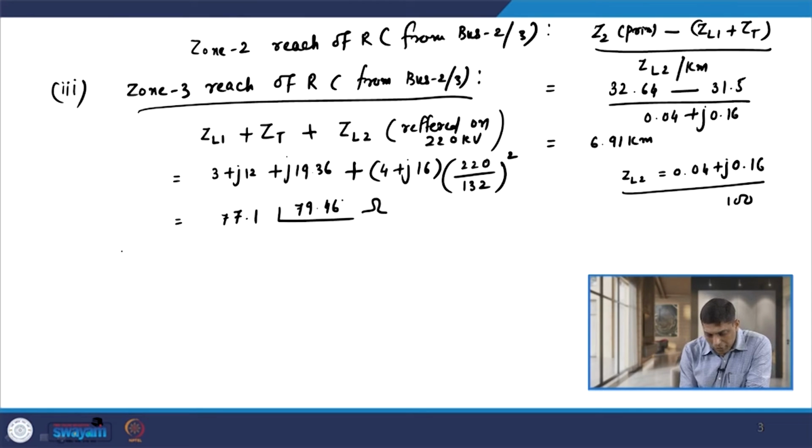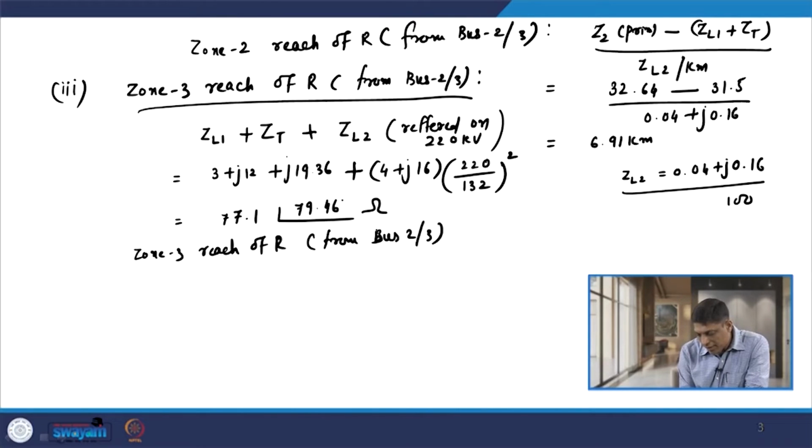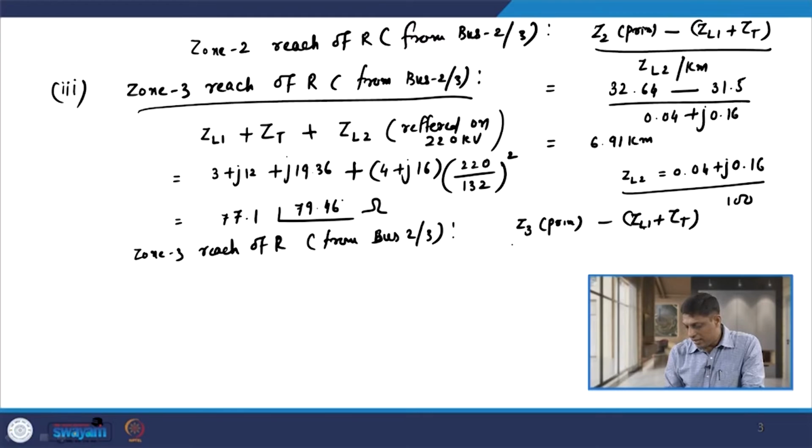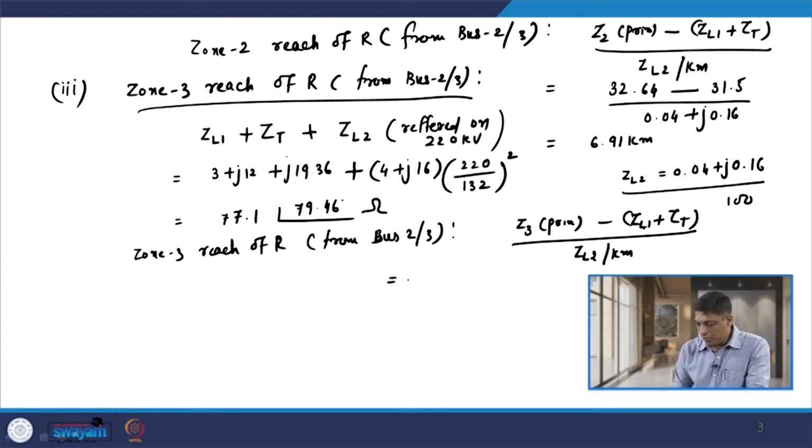So, if I need to find the zone 3 reach of relay R from bus 2 or 3 again, then what we need to do is, we have Z3 primary minus ZL1 plus ZT, that is as it is, and divide by, we need to find it for line L2, so it is ZL2 per kilometer.